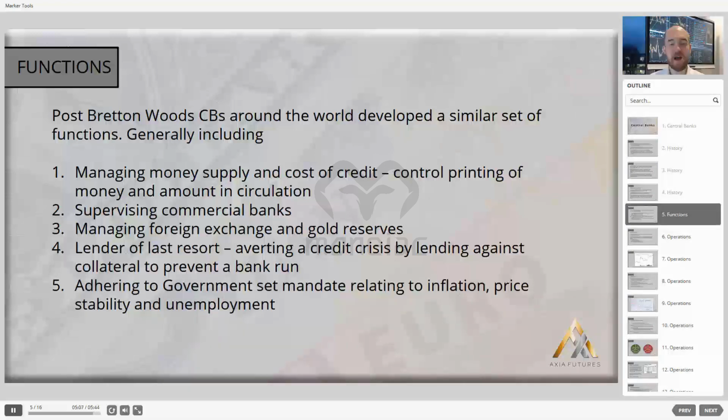Finally, almost all central banks have a mandate generally set by the government, and this guides their policies going forward and guides the majority of their operations. So this mandate usually, not exclusively, relates to either inflation, price stability, unemployment, various different phrases for it, but all central banks will have a primary mandate. Some will have a dual mandate in the case of the Fed, which we'll talk about later. And this is generally set by the government and what almost all of their policy is geared towards.